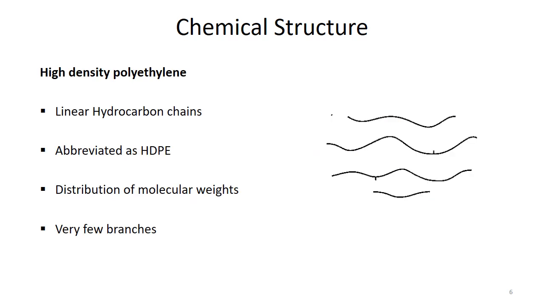When we talk about high density polyethylene, as you can see in the figure, these polymers consist primarily of linear hydrocarbon chains of this type. They are not much cross-linked together, and we commonly abbreviate the name to HDPE. These polymers contain a distribution of molecular weight, which is very precise, and the molecules have few, if any, branches. It means the branches are very few. We can't rule out the presence of branches, but they are very few.